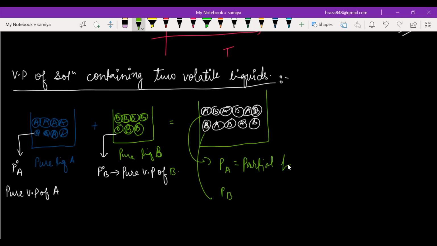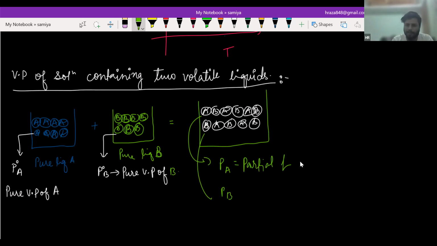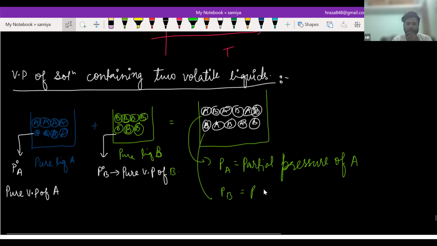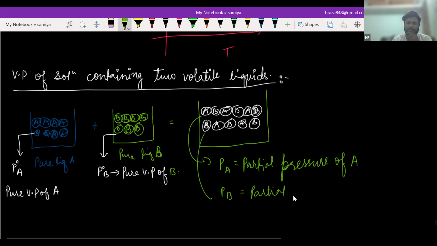And PB is basically partial pressure of B. So you can see this is basically partial pressure of A and partial pressure of B.